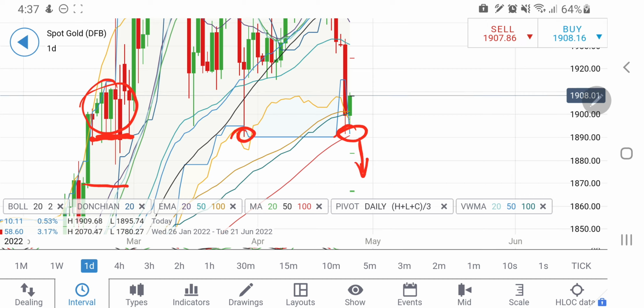But right now, with the support at 1890, it is trying to rise, and as I told, previous candles show lower highs, and right now even if it tries to rise, it can try to go till towards 1915, 1920 levels.